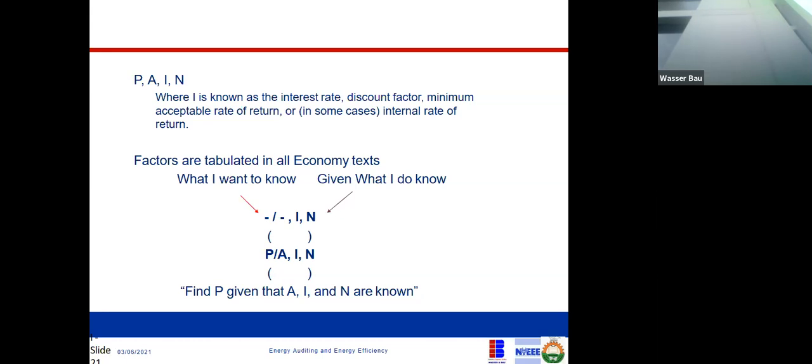Find P given A. That is what this means. So if I ask you to go to the table to get the value, you will know that you are looking for P and A has been given. And of course, I and N are already there by default.